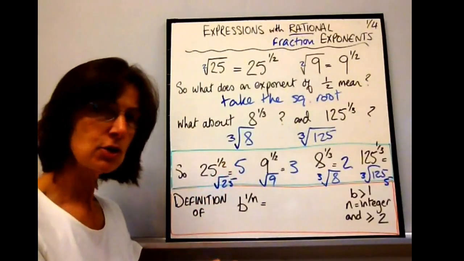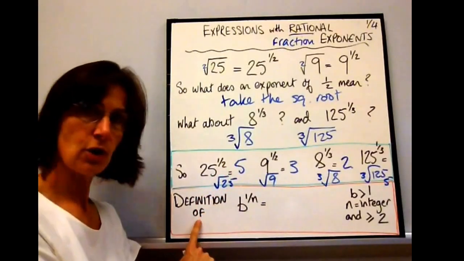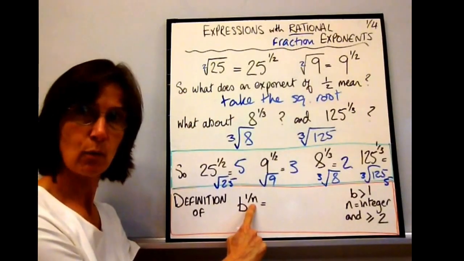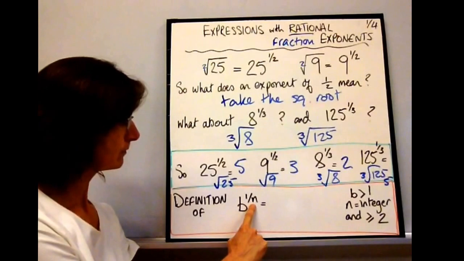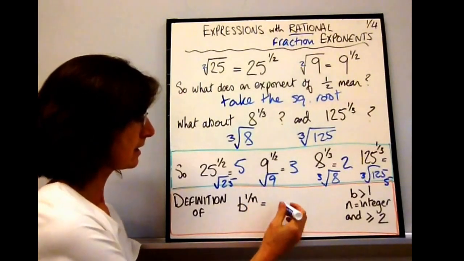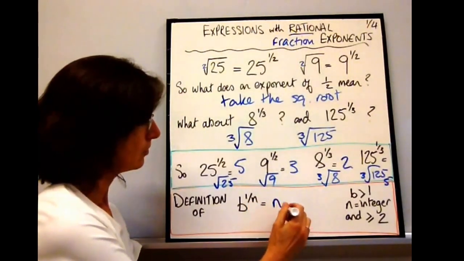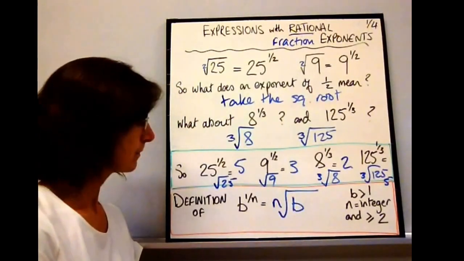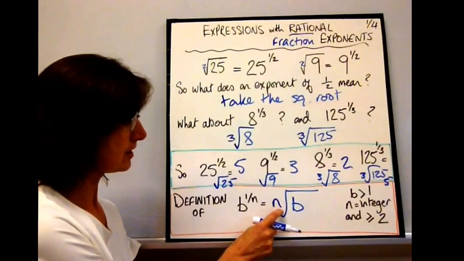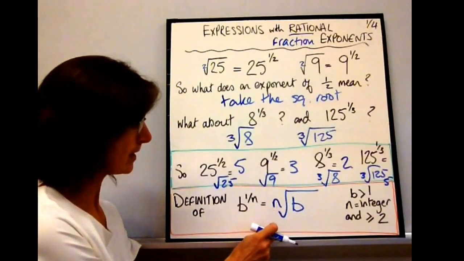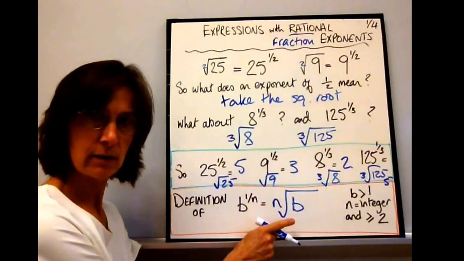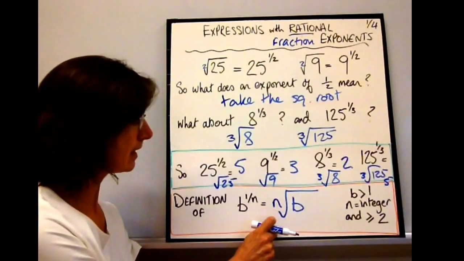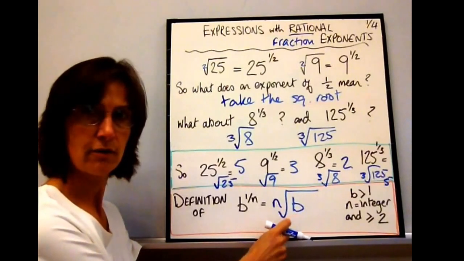So if we look at the definition of b to the 1/n power, 1 over n, a fraction power, is the nth root of b. The n is just tucked inside the little elbow of our radical here. It's not multiplying with it. It is a little symbol expressing what type of root we're taking. The nth root of b.